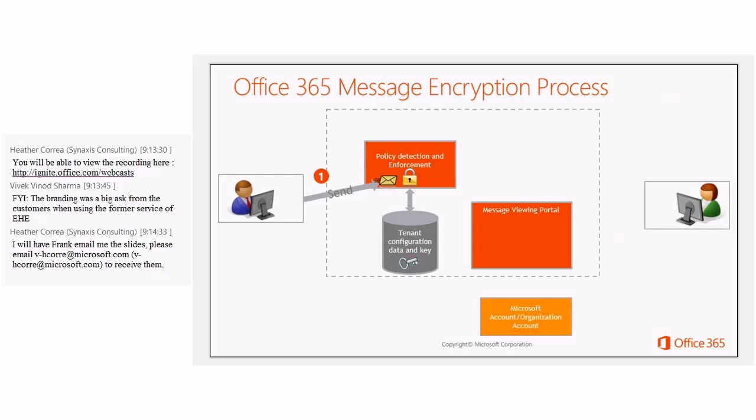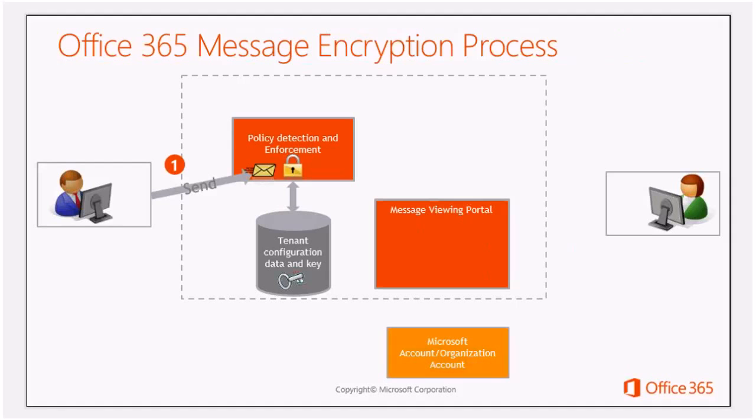Once it's received by the service, the message is going to be filtered based upon administrator-defined rules that have basically defined conditions for the encryption. So for instance, like I said, a transport rule, we may have a rule that says, hey, any mail going external to my organization, I want it to be encrypted.